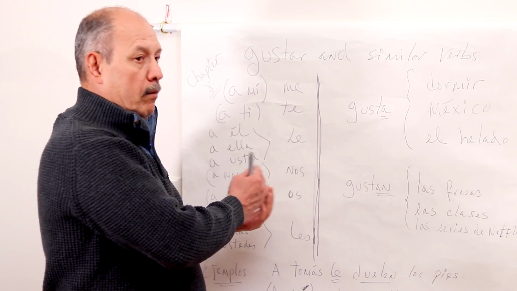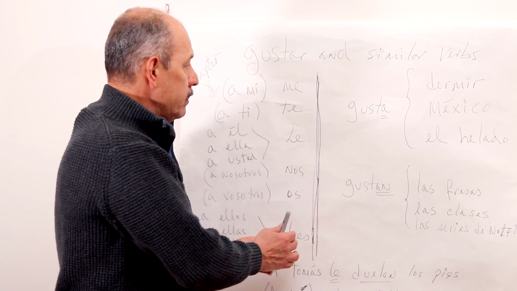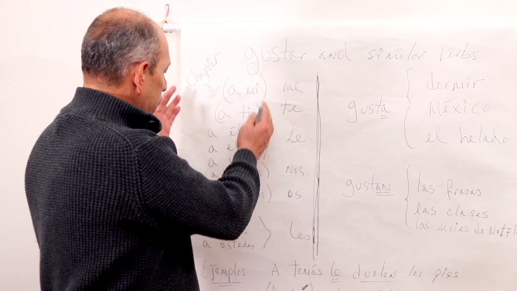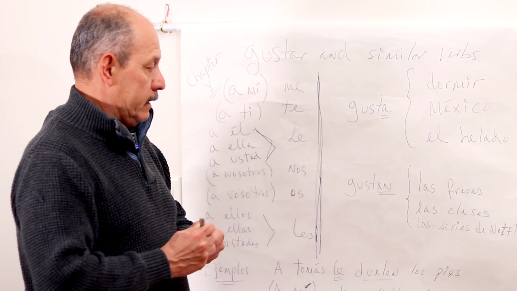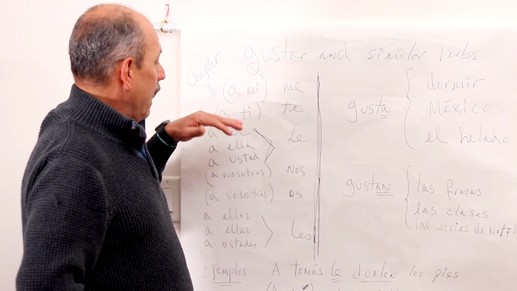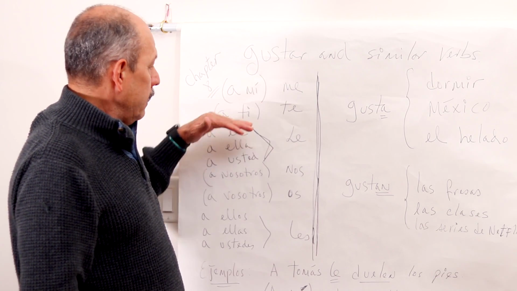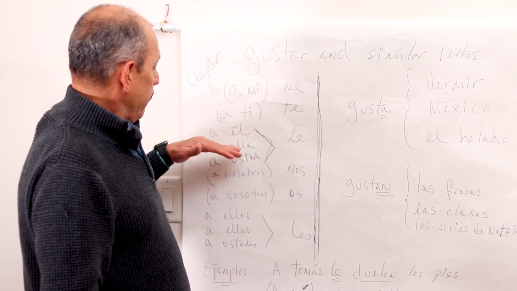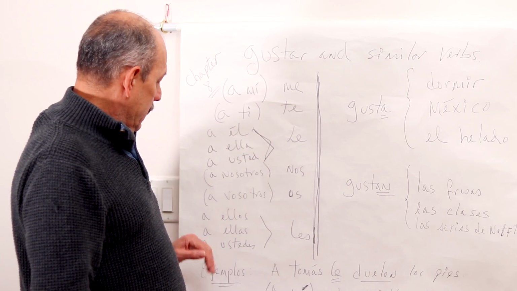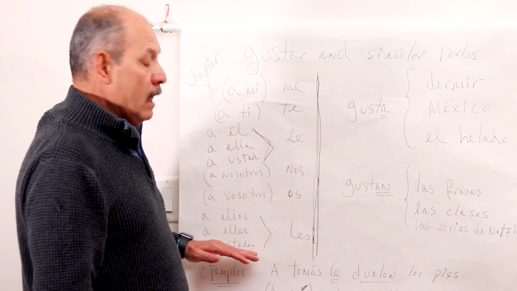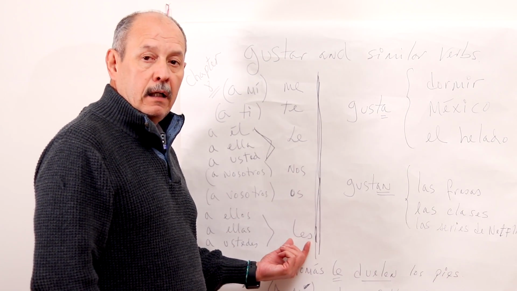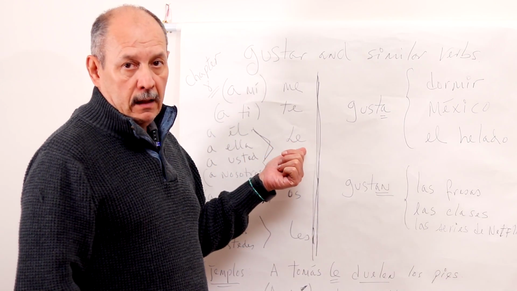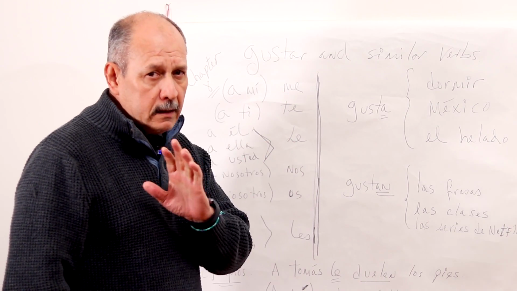This side of the line, one more time, has the indirect object pronouns: me, te, le, nos, os, les. And here in parentheses, and sometimes not in parentheses because it's mandatory, you have the one that you don't need in parentheses, and then without parentheses the one that you need: a él, a ella, a usted, a ellos, a ellas, a ustedes. A ellos, a ellas, and a ustedes have the indirect object pronoun les. A él, a ella, and a usted have the indirect object pronoun le. All right, that's very important.